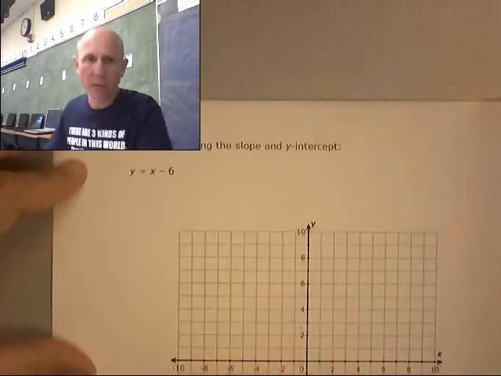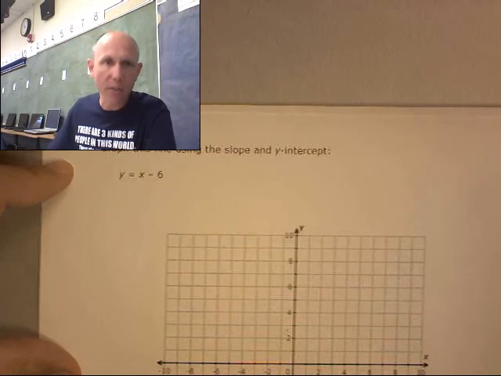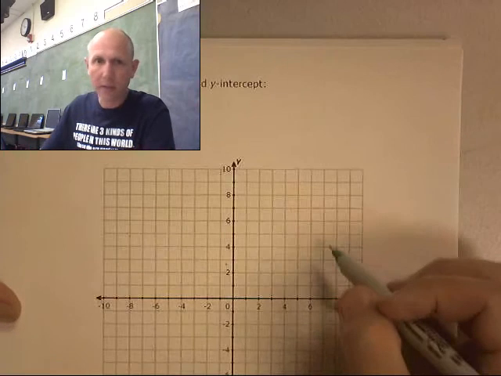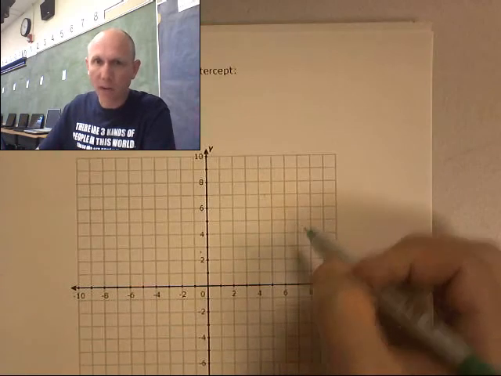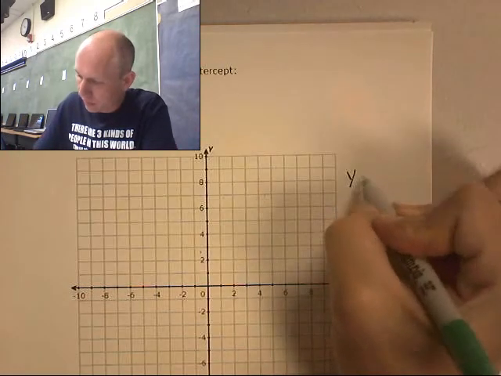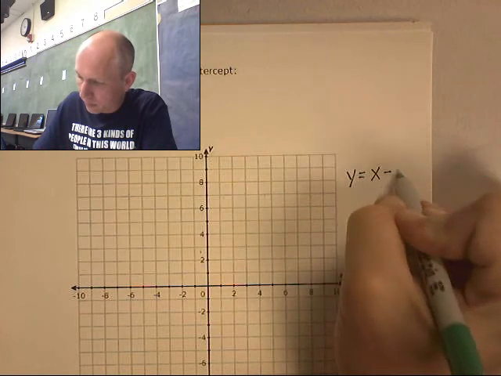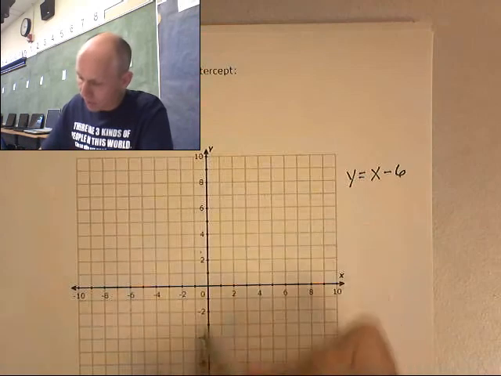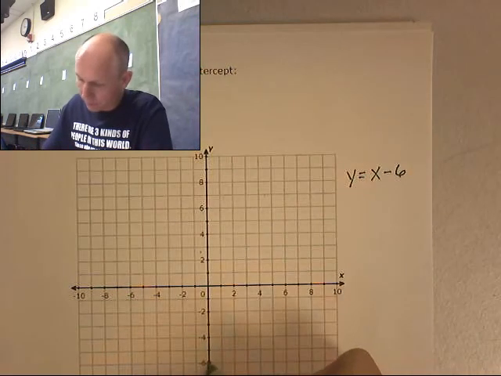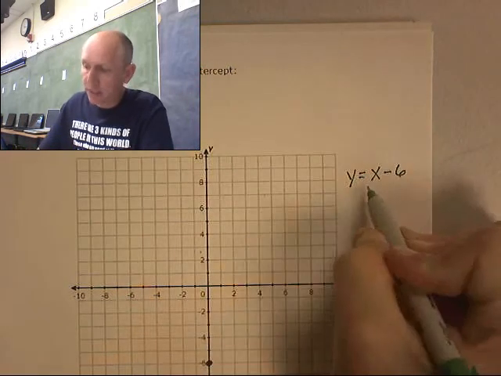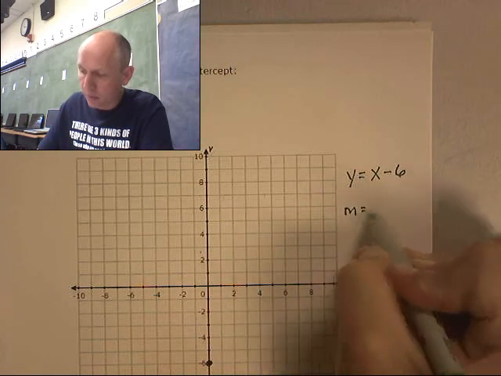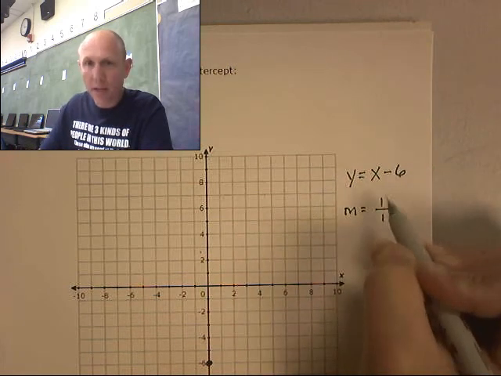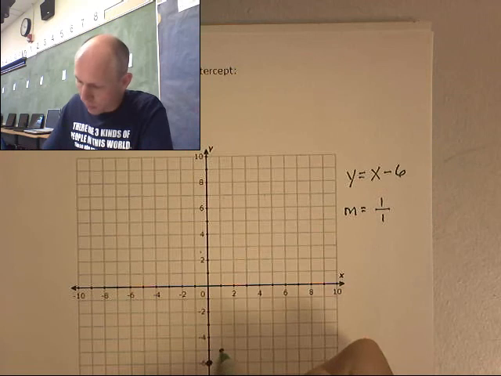Here is another one. This guy, y equals x minus 6. I'm going to write that further down. Y equals x minus 6. My intercept is at negative 6, so let's come down here to negative 6. What's my slope on this? My slope is 1 over 1. Up 1 over 1. Boom, right there.